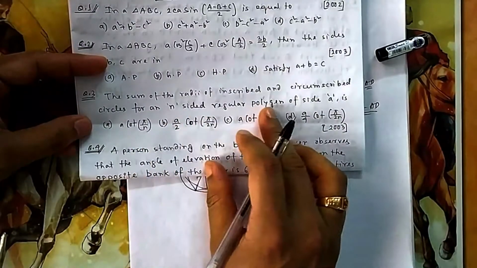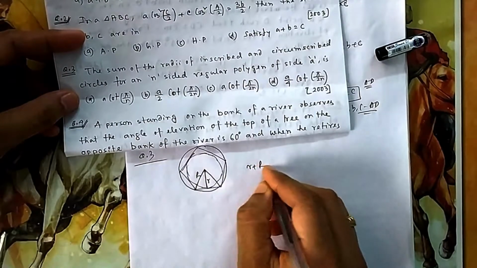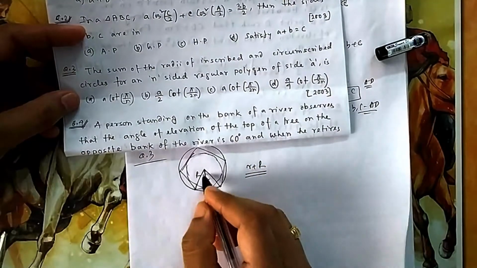So the sum of the radii of the inscribed and the circumscribed circles: they are asking r plus R, how much? These are plus these are.